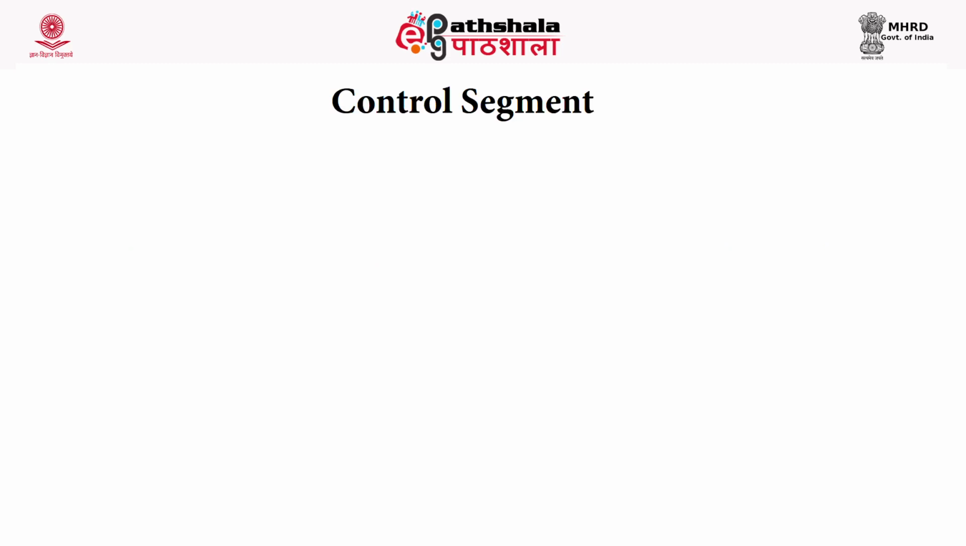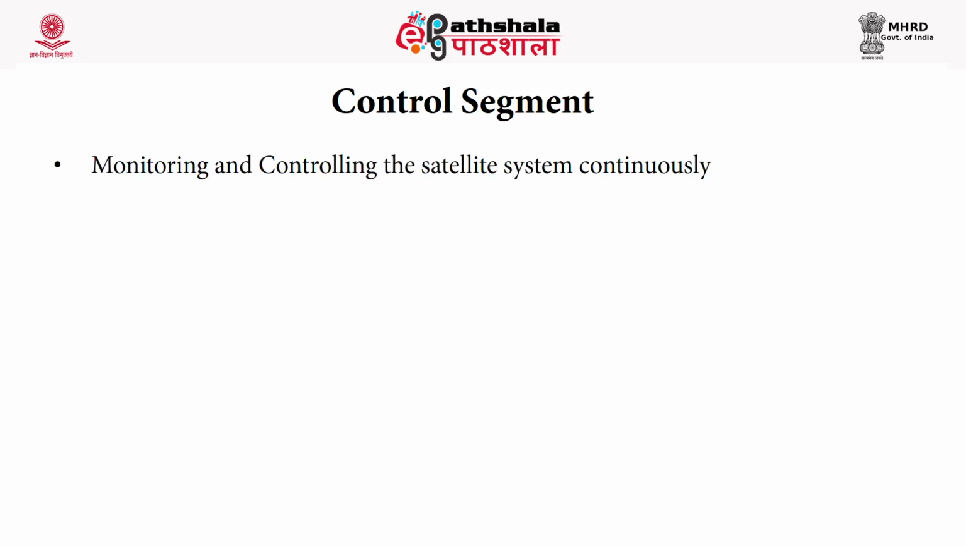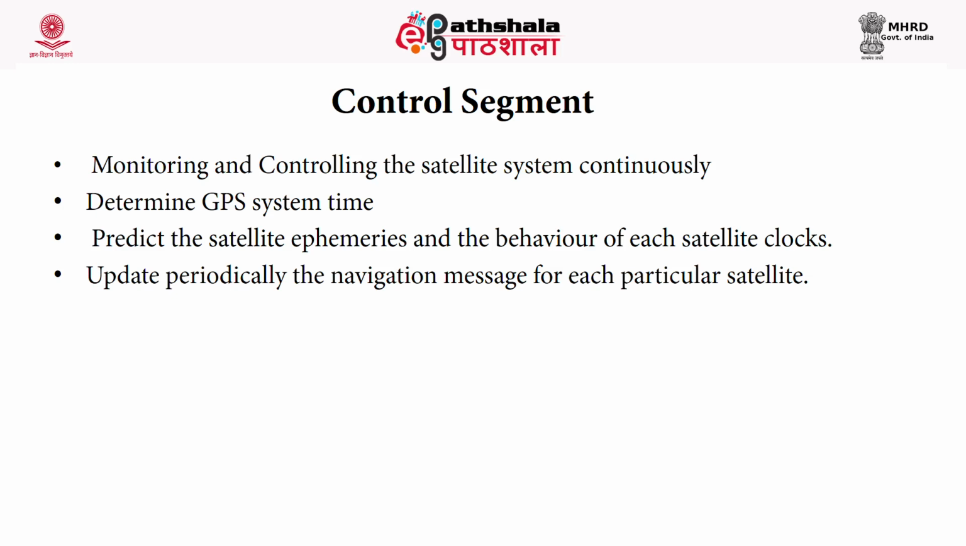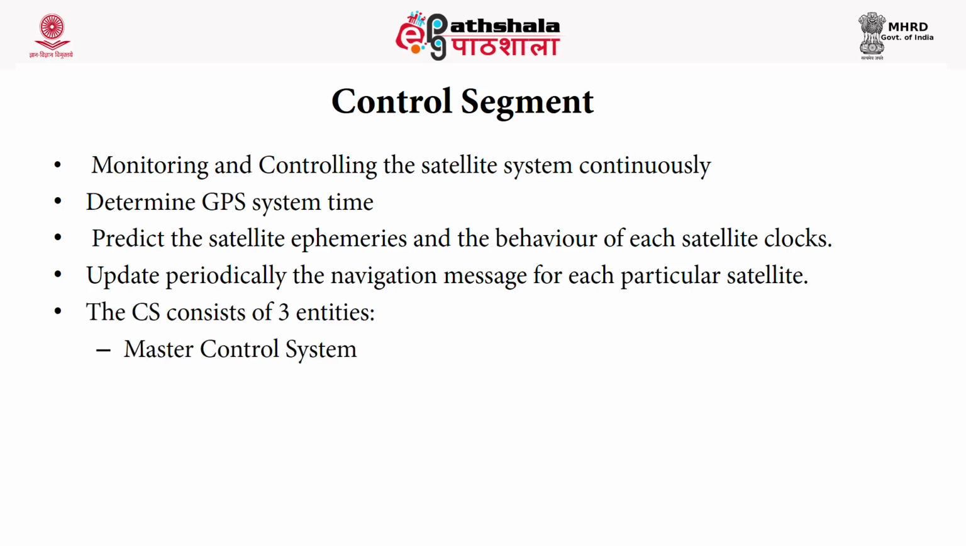The second segment is the control segment, which monitors and controls the satellite system continuously. It also determines the GPS system time. It predicts the satellite ephemeris and the behavior of each satellite clock. It is updated periodically, and the navigation message for each particular satellite is controlled. The control station consists of 3 entities: master control system, monitor stations and ground antennas.